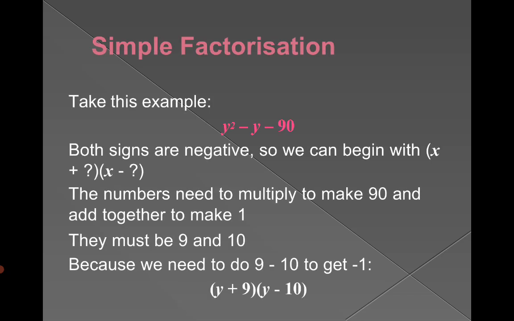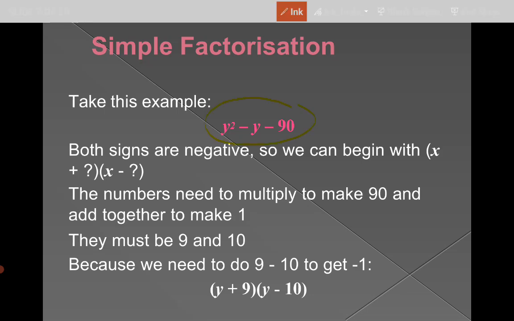Okay, so let us appreciate another example. Take this other example. We are looking at y squared minus y minus 90. So both signs are negative. Since both signs are negative, we can begin with x plus something. By the way, this is y. Here too we have a y. So we shall have y plus something multiplied by y minus something.